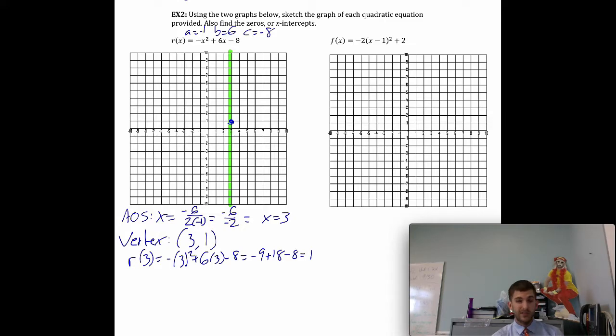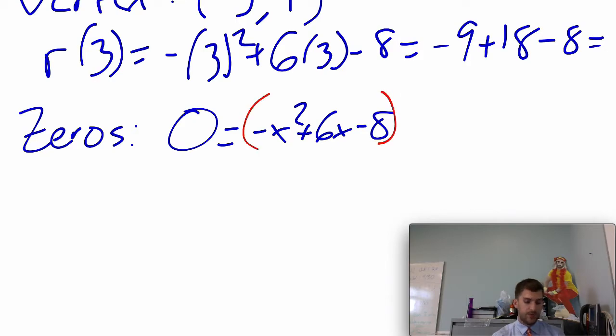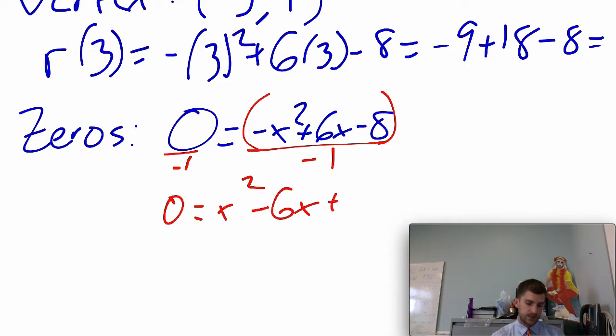Now to find some zeros, that's going to help us with the rest of the graph. To find the zeros, remember we've got to set the whole thing equal to 0. So we're going to have 0 equals negative x squared plus 6x minus 8. Now, we're going to have to solve for x here. One of the first things I would do is divide both sides by negative 1. So we have 0 equals x squared minus 6x plus 8.